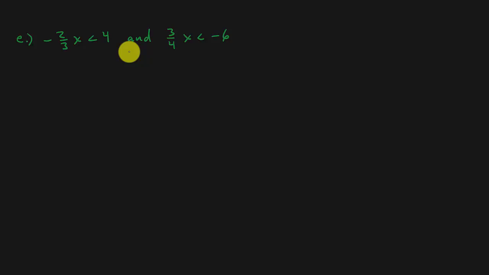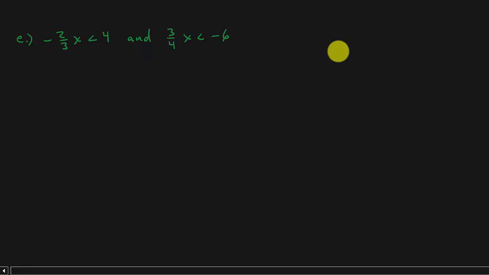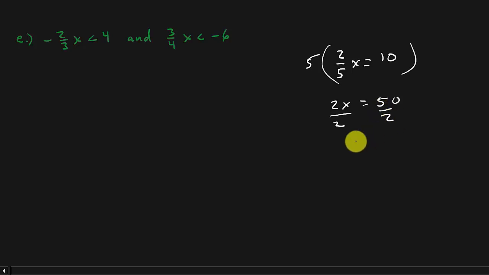So let's just forget about this problem right now and just look at this. Say 2/5 x equals, I don't know, say 10. One way we know to do it is multiply everything by 5, so that's 2x equals 50, and then divide everything by 2, x equals 25, and that's fine. You can do that. But let me show you this.